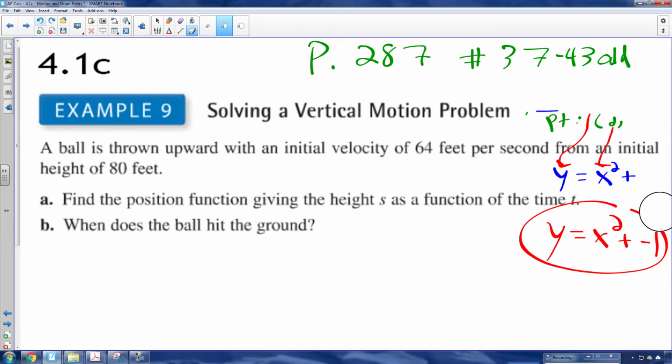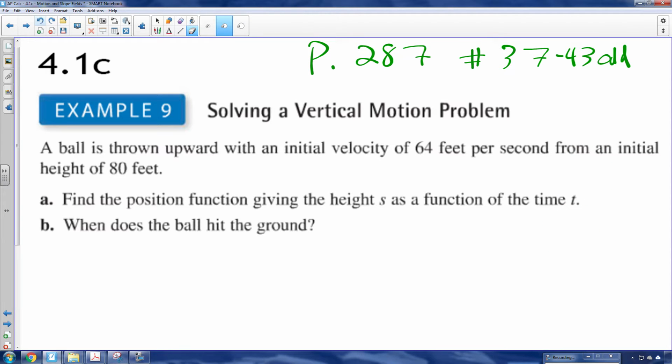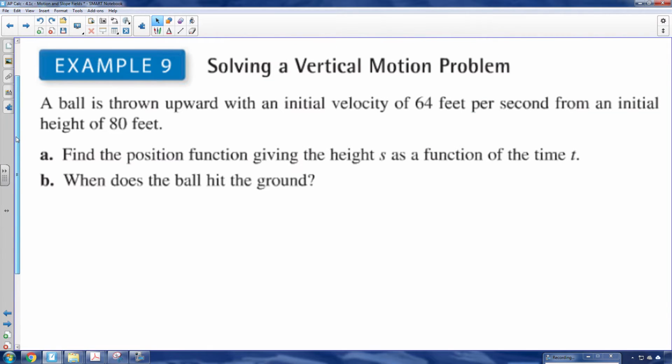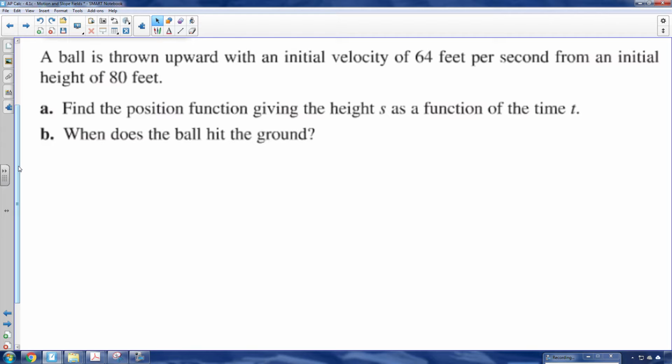All right, so let's move on and use this in an actual real life problem. Because you know you're always going outside and throwing the ball up in the air and measuring how fast it's going. So this will help you next time you go out and do that. A ball is thrown upward with an initial velocity of 64 feet per second from an initial height of 80 feet. Okay, let's put that into mathematical terms. So we have velocity of 64. I'm going to say that's the initial velocity, the velocity at time 0 is equal to 64.